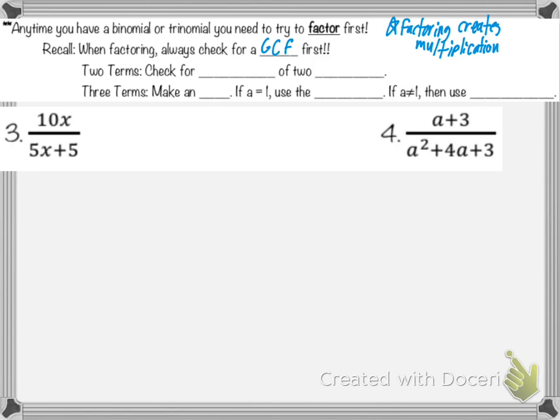So when we have two terms, we want to check for a difference of two squares. And we also call this DOTS, D-O-T-S, difference of two squares. Three terms, we make an x. And if a is equal to 1, the leading coefficient is 1, we use the shortcut. And if a is not equal to 1, then we have to rewrite and then use grouping. And we'll see both of those examples in a bit.